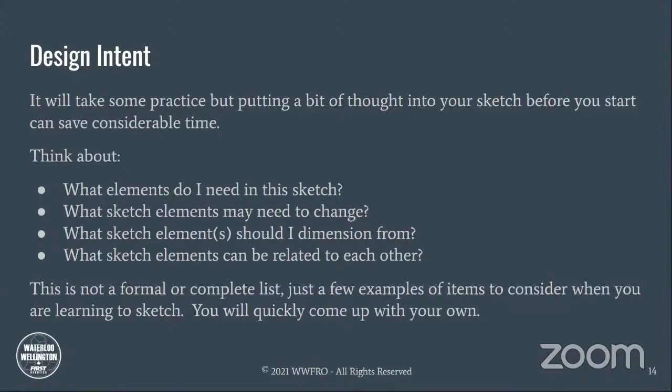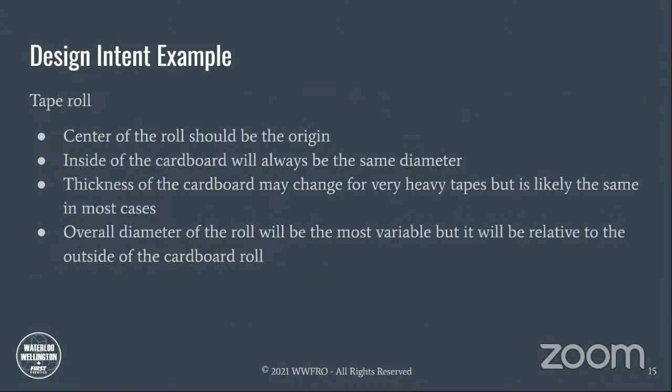So if it needs to change, I'll probably put a dimension on that one so I can easily change it. And what element should I dimension from? Well, if I'm changing one element, I might want to dimension from the edges of that element, so it'll automatically compensate if I ever change that. And then finally, what sketch elements can be related to each other rather than dimensioned. So you'll start to come up with your own way of doing that as you proceed. So don't worry if it doesn't make sense right away. You'll build on it and go back to old examples and change the way you do it, and you just get better over time.